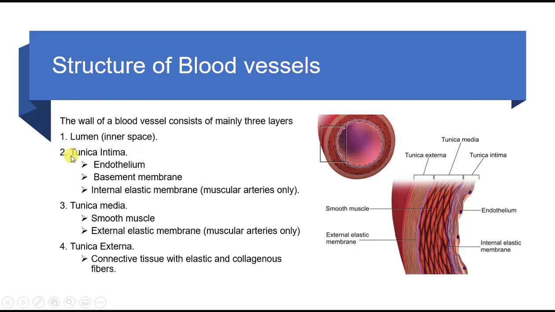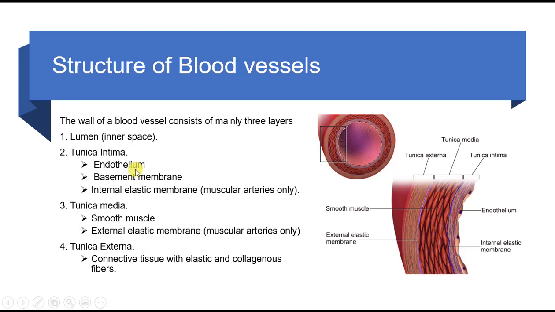If we talk about the layers of the blood vessel, the innermost layer is called the tunica intima; as its name suggests, intima, and tunica means layer. So the tunica intima basically consists of three more layers. The innermost is called the endothelium. Then we have the basement membrane, and we have the internal elastic membrane, which is exclusive to muscular arteries only.